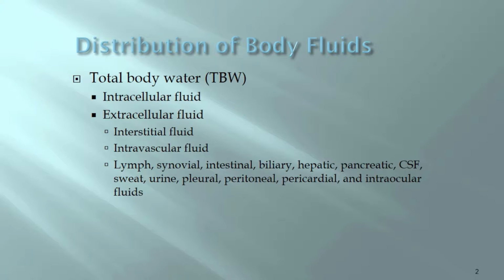What types of fluids do we have in the body? Intracellular fluid, extracellular fluid, and interstitial fluid, which is part of extracellular. Intravascular fluid, also different types of fluids such as lymph, synovial, biliary, hepatic, pancreatic, cerebrospinal, pericardial, peritoneal. You have your pleural space, pleural fluid, even the eyes, intraocular fluid.